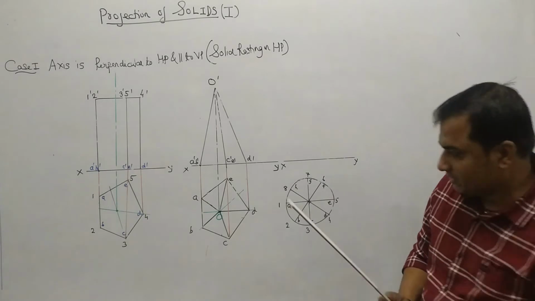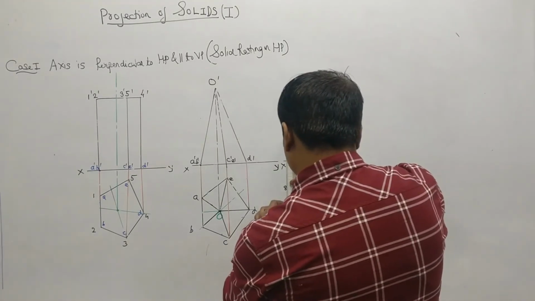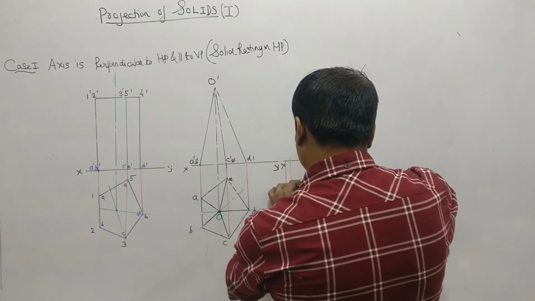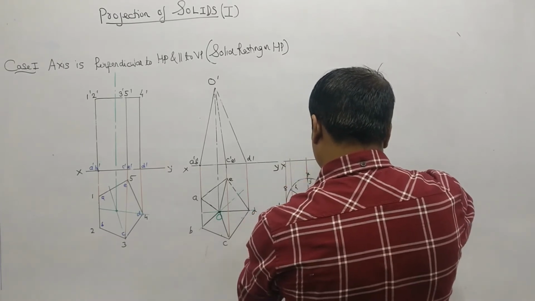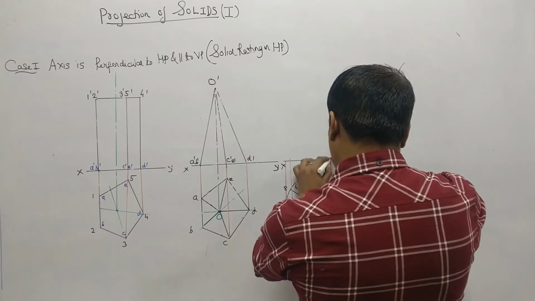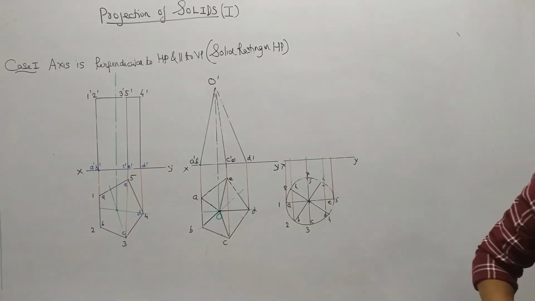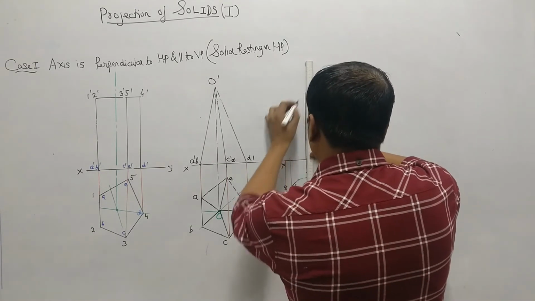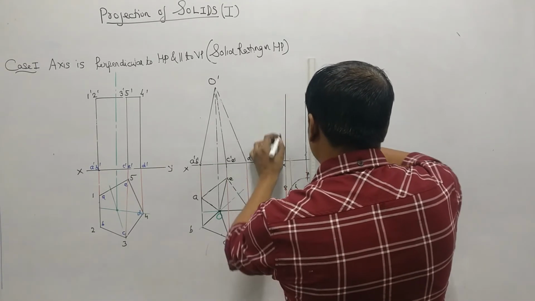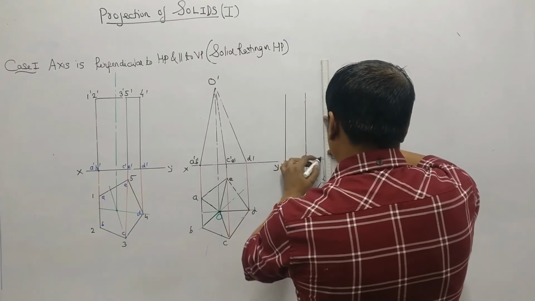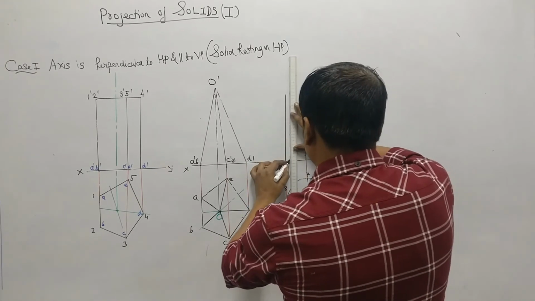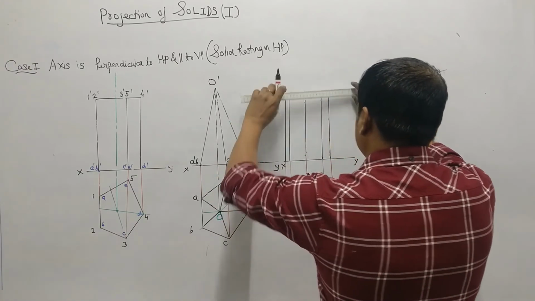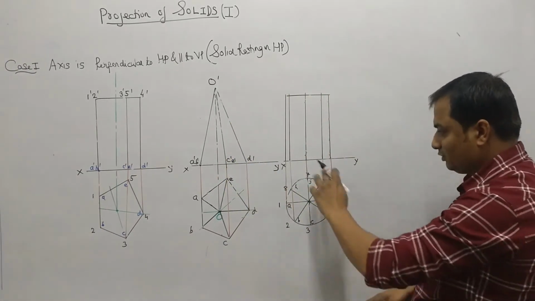So now when I draw the projectors, the front view will be a rectangle of the given height of the cylinder. So this is the front view, which is a rectangle. The top view will be a circle.